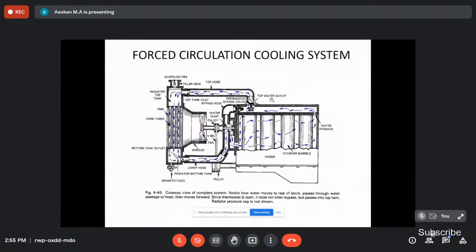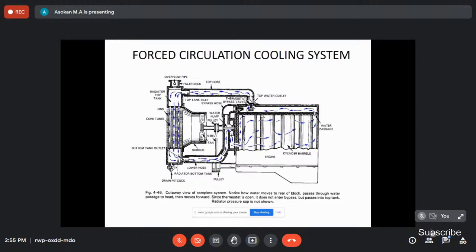And this is a forced circulation system. Normally we have this type of cooling system. So there is one pump system, right? Because there is one radiator. So there is a coolant separated to the individual components, so it absorbs the heat. Then this coolant again goes to the radiator.